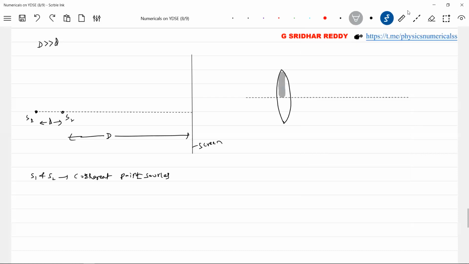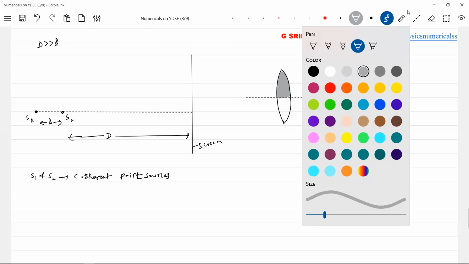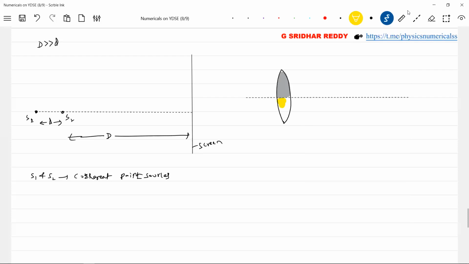There's a lens. The upper part of the lens has mu1, and the lower part is made up of some other material, mu2. Coherent sources of light have to be produced here, so how do we bring them about? Let a parallel beam of light be incident on this lens. Now we know better information.